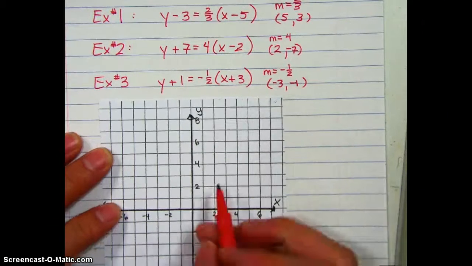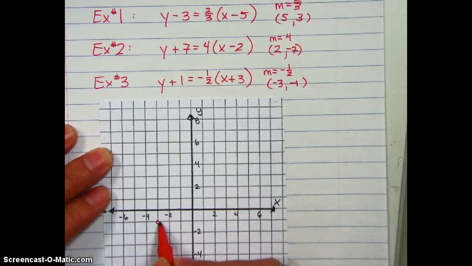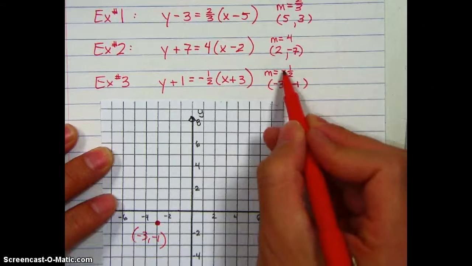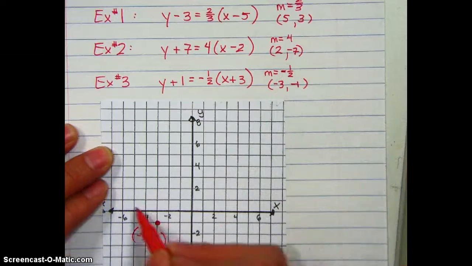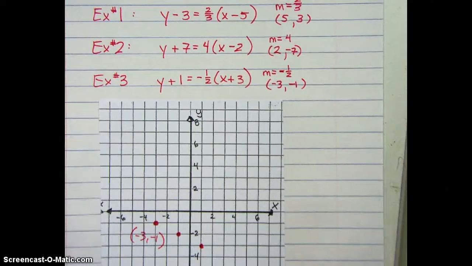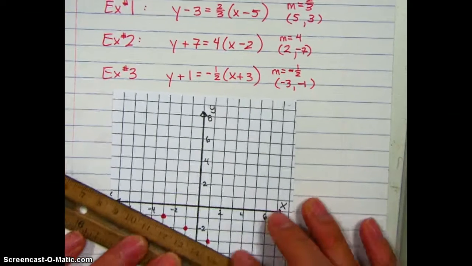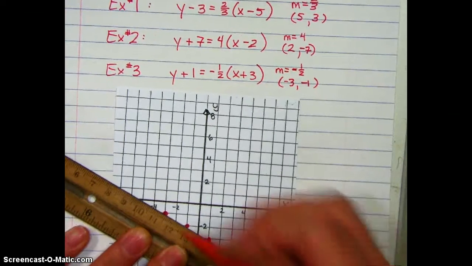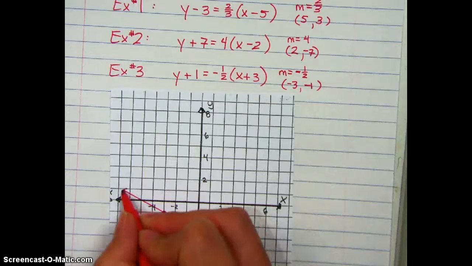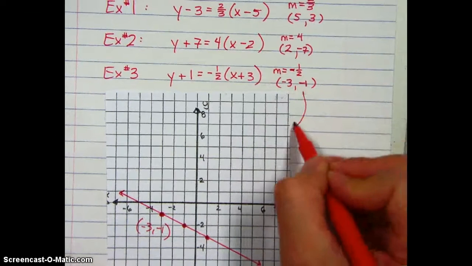So I know it goes through -3, -1, that's this point right there. And then from there I'm going to use my slope. My slope says it's going to be negative, so I know it's facing down. It's going to go down 1 and over 2, and there's my slope. And I can just connect those two, and I can go again. Take a little straight edge or a ruler and just connect those dots. And that's the equation of my line right there. For example, number 3. That's found right there.